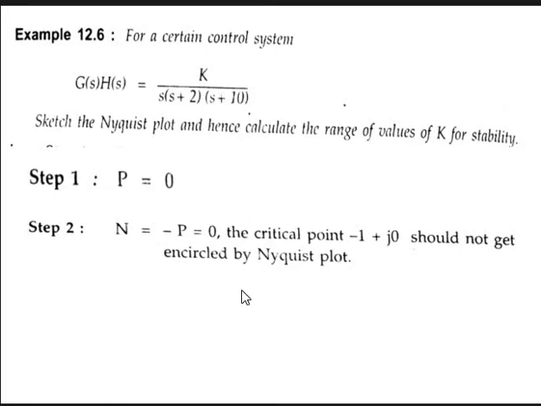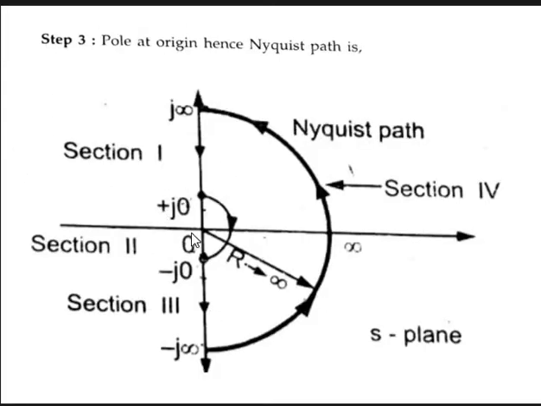So next step 3, now we want to draw the Nyquist path. So this is the Nyquist path. One pole is there at the origin. The Nyquist path encloses the imaginary axis and the right half of the plane with radius of infinity. Started here and traveling along the imaginary axis, but here one pole is there at the origin, so it will bend to the right half of the plane, and again travel on the imaginary axis up to minus j infinity.